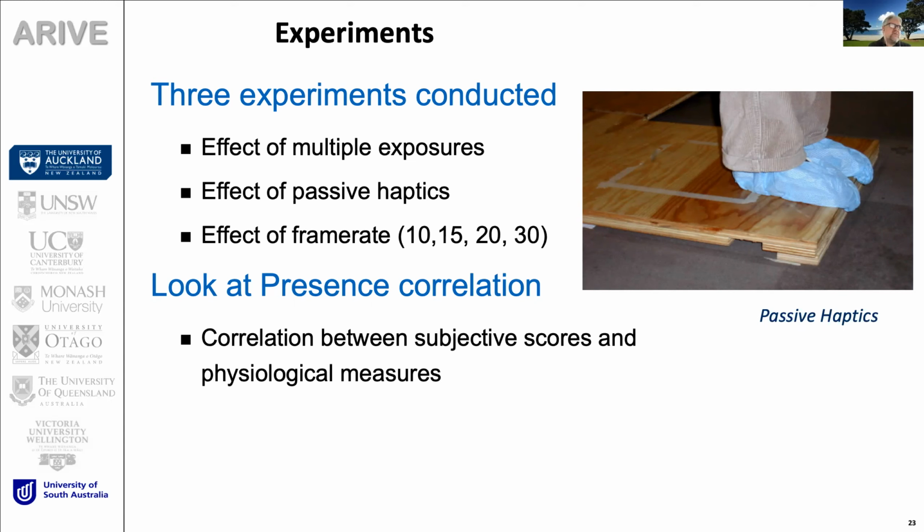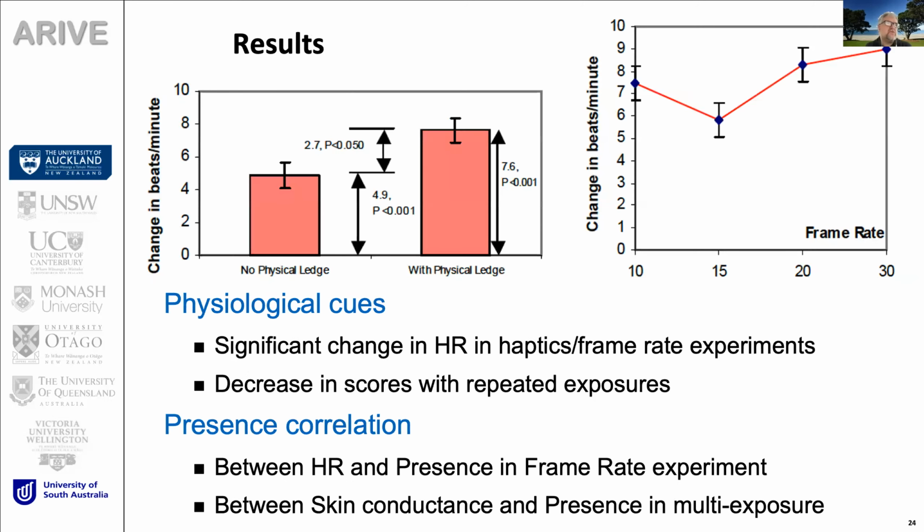And then the effective frame rate, and what happens when you increase the frame rate from 10 to 30 frames a second. In particular, they were looking at the presence correlation between subjective and physiological measures. This is what they found.